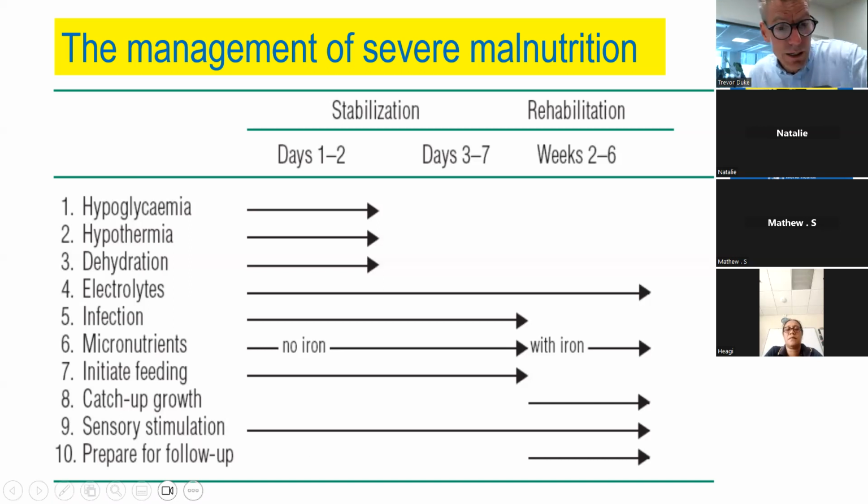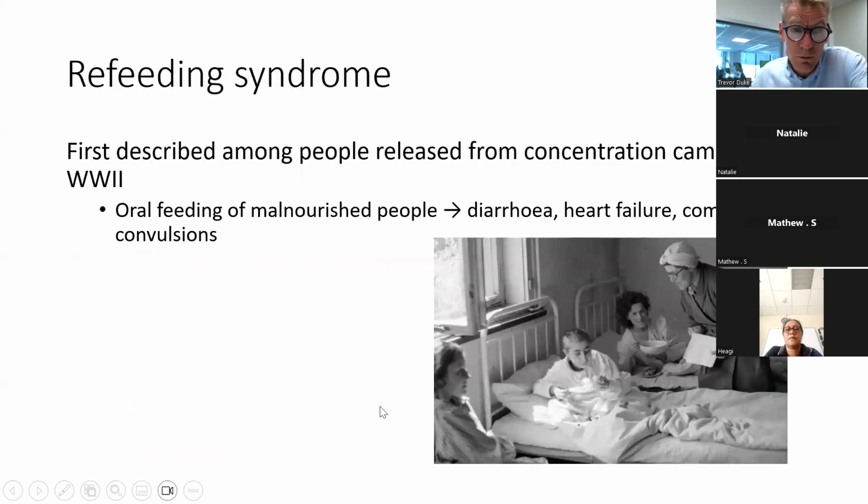So they're in the stages of management of severe malnutrition. That's what we need to take account of. I wanted to talk, though, about refeeding syndrome, and I want to spend a bit of time on that, because I think if we understand refeeding syndrome, we'll understand a lot about severe malnutrition.